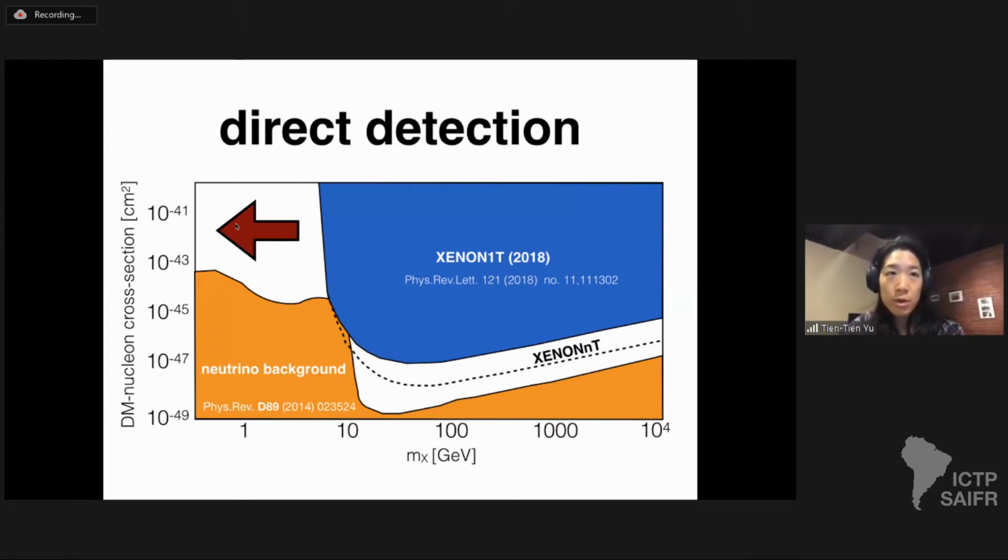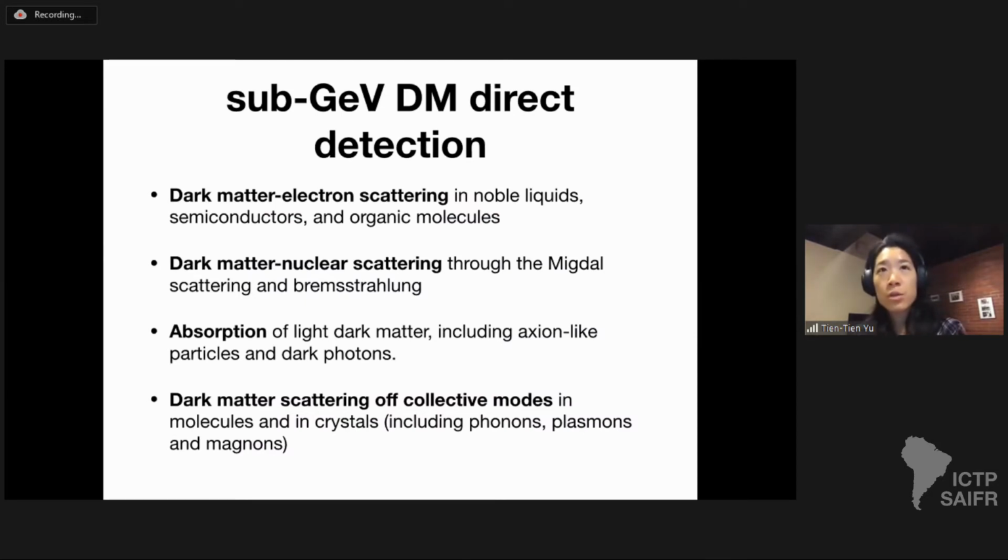So kind of starting at this 1 GeV, going to the left off the range of this figure. So how do we look for sub-GeV dark matter, in particular with direct detection? There's a few different ways we can search for sub-GeV dark matter using direct detection. I list the few different ways here.